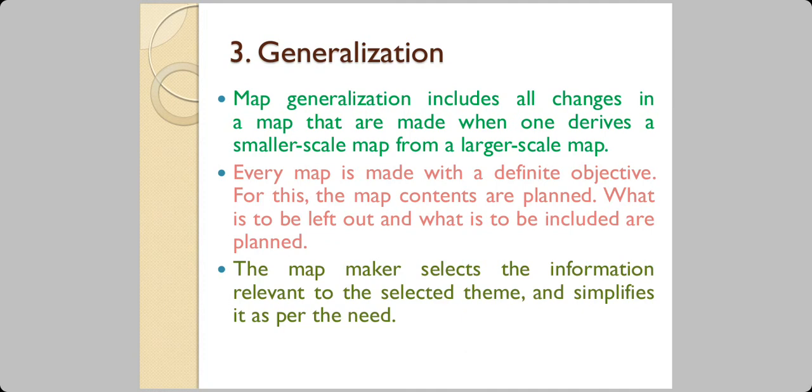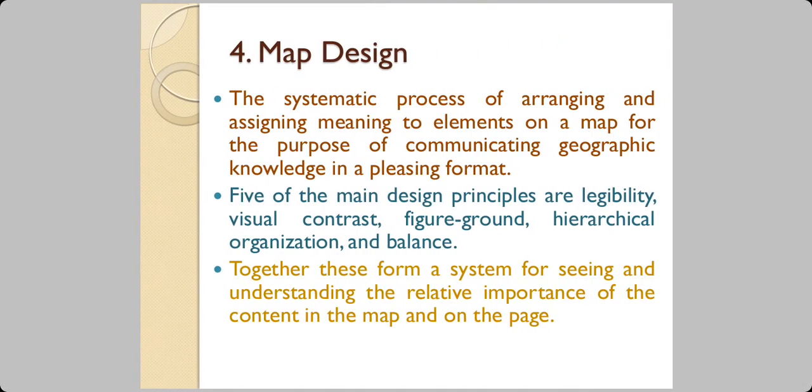So when you are deriving a small scale map from a bigger scale map, you have to let go of certain details. You have to remove some details. Rather than being specific, you have to be general now. That is one generalization. Every map is made with a definite objective. For this, the map contains a plan. What is to be left out and what is to be included are planned. The map maker selects the information relevant to the selected theme, what you want to show, and then simplifies the map as per the need. Whatever is not relevant to the map, he just removes. That is one generalization.